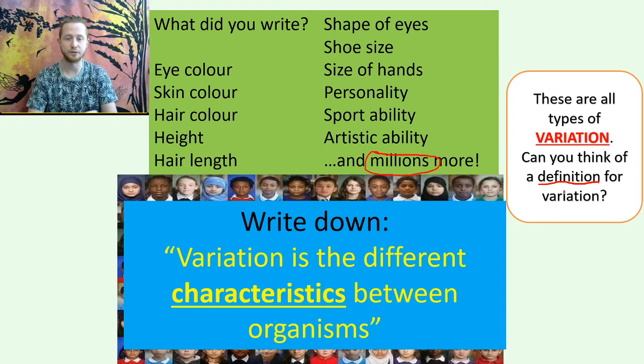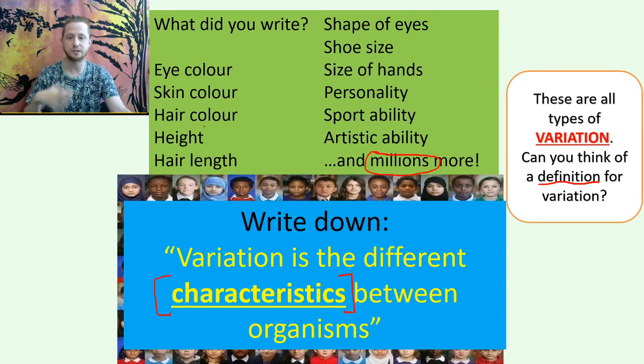For those that have unpaused the video, you're welcome to write down that the key definition here is that variation is the different characteristics between organisms. Now this word here, characteristics, this is the idea of everything we've seen before. So we have characteristics such as the colour of our bodies, like our eyes, our skin, or our hair.